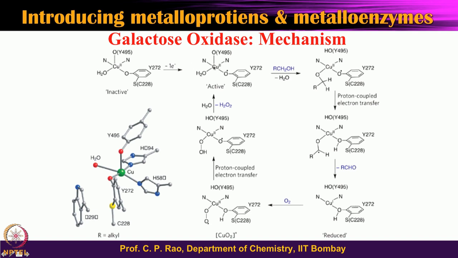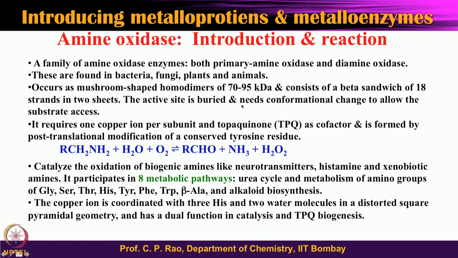So, the active form is the radical form, and the water is displaced by the alcohol moiety or C6 position of the carbohydrate or galactose, and this is coupled with the proton coupled electron transfer from the cofactor, that will become copper 1, and the alcohol becomes the aldehyde and goes out, and this is oxidized by the O2, and the O2 is reduced to become the H2O2. Okay, so this is one example of the type 2.